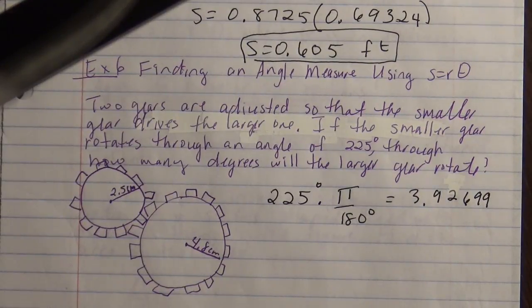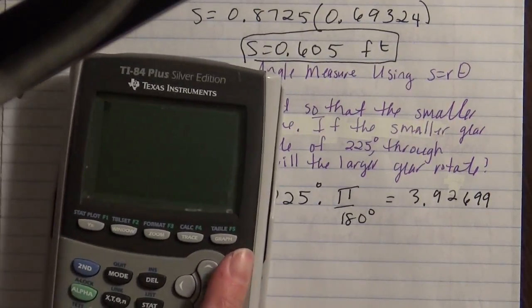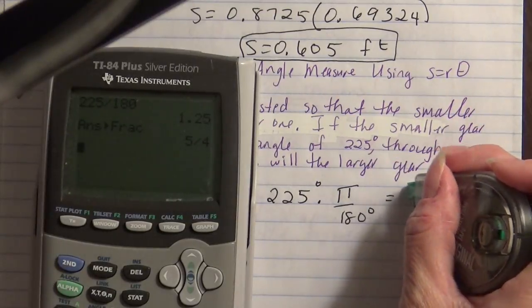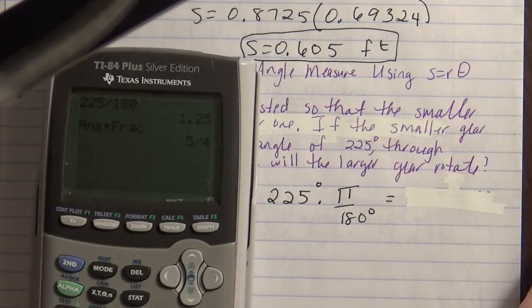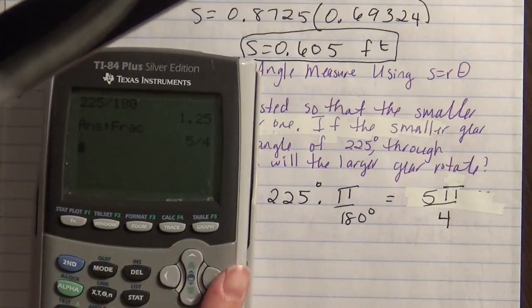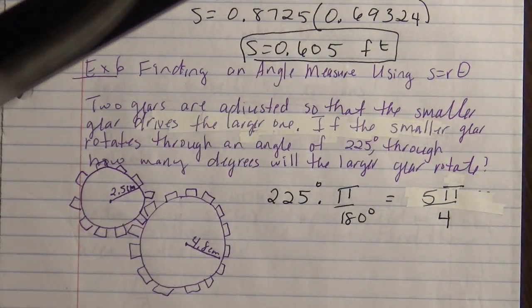I'm going to do 225 over 180. I'll put this up here where you can see it. That's 1.25. If I want to convert that to a fraction, I'll go to math 1, enter. That's 5/4. So let's write this as 5 pi over 4. We want to avoid these decimal approximations until we get to the very end of the problem as much as possible. 5 pi over 4. Okay, so that is my angle in radians.